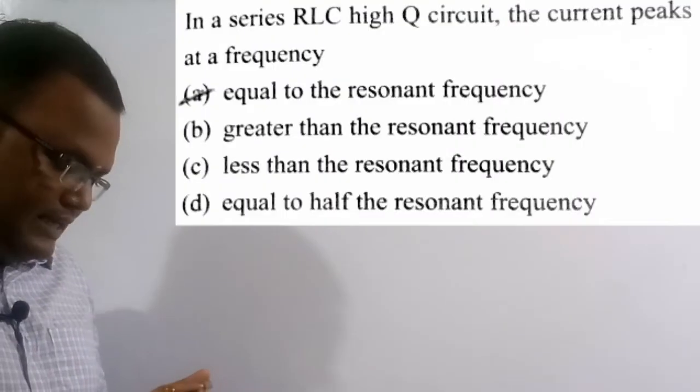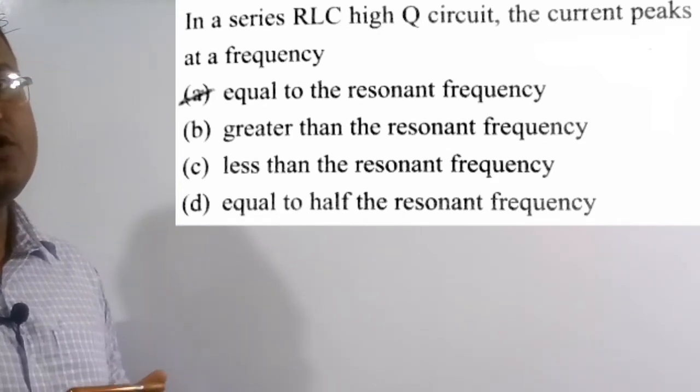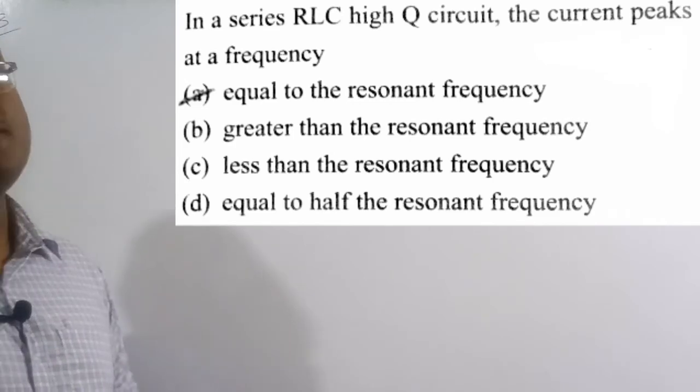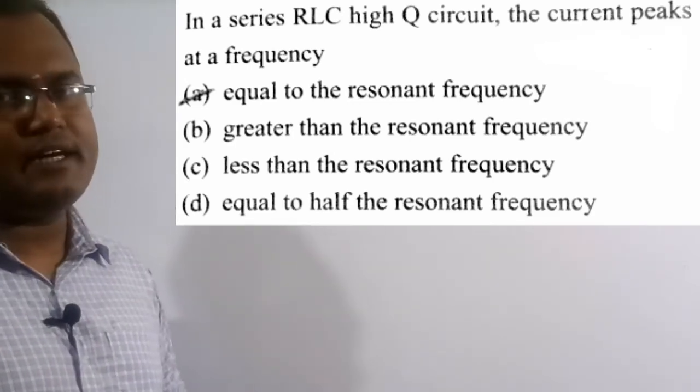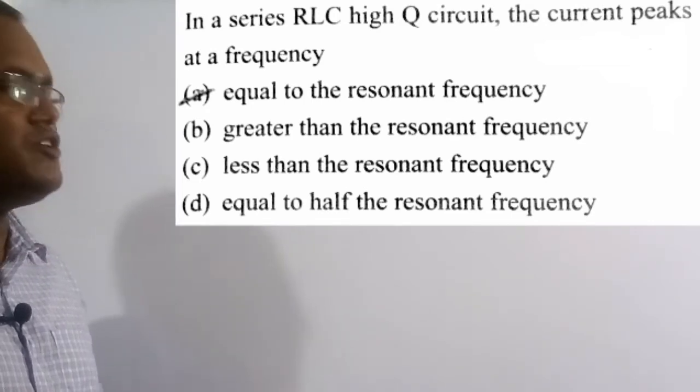Now we are going to solve the third question. See the question here: in a series RLC high Q circuit, the current peaks at a frequency. So in the series RLC circuit, we need to find at what frequency we get the maximum value of the current. Out of these four options, it is equal to the resonant frequency.